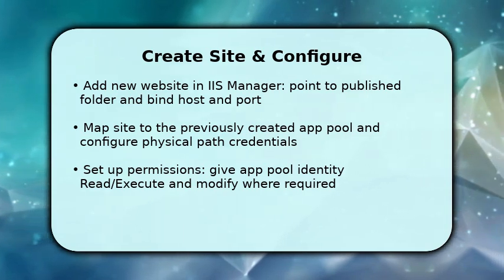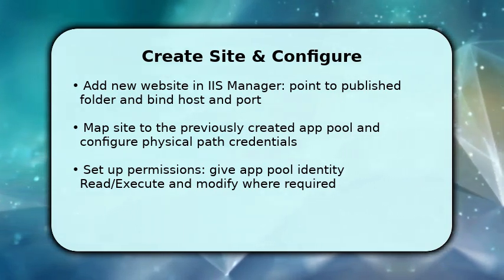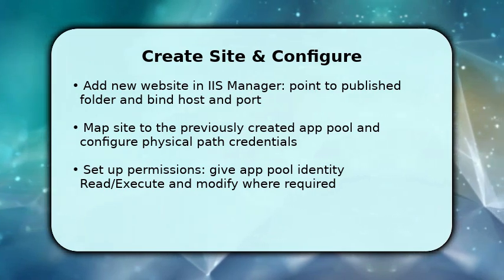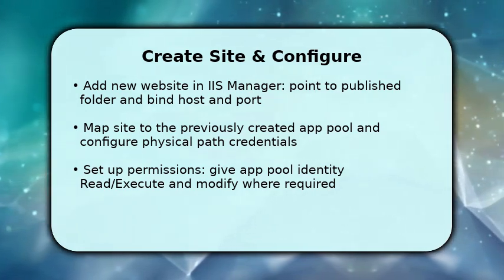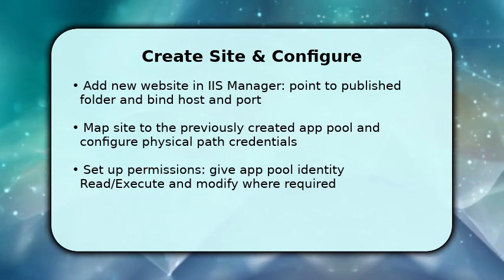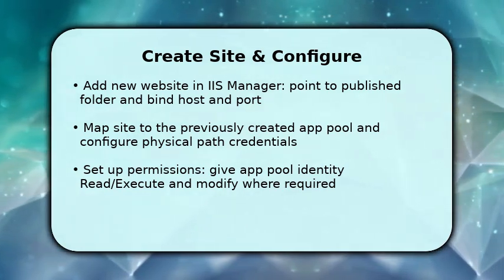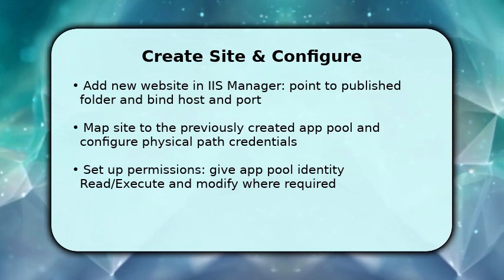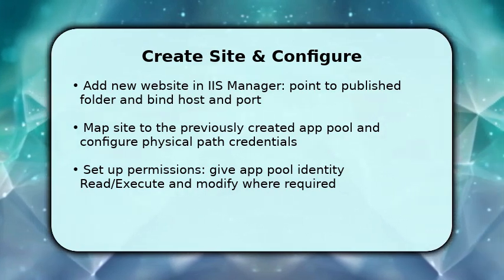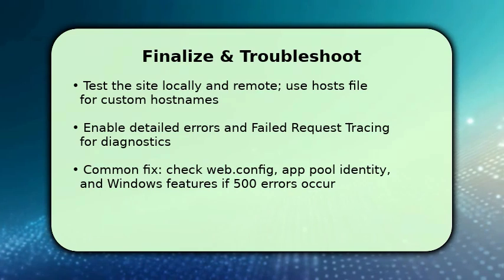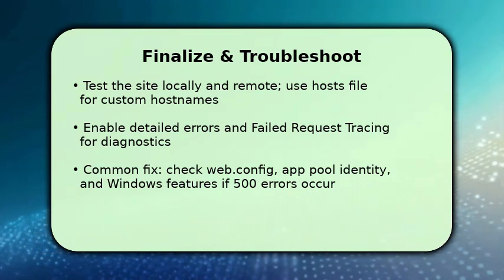Make sure the physical path credentials let the app pool identity access files and adjust NTFS permissions to grant read/execute and write where needed. Once configured, enable directory browsing only if necessary and verify default documents and MIME types match your app assets. You finish by testing the site in a browser using the bound host and port.